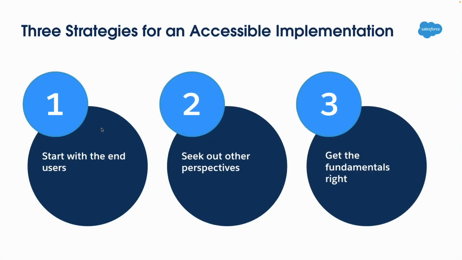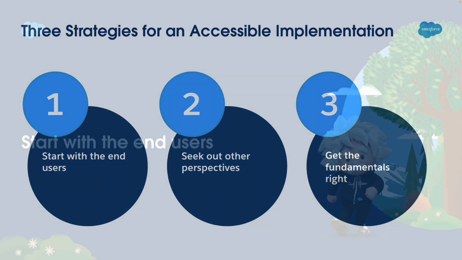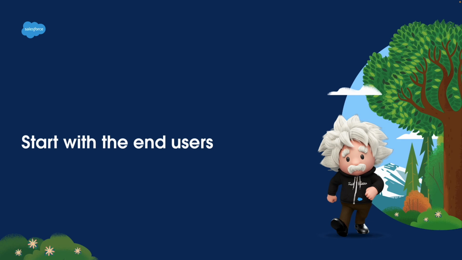So, what can we do to make sure we aren't? We can follow these 3 strategies for an accessible implementation. And these 3 strategies are 1, start with the end users, 2, seek out other perspectives, and 3, make sure we're getting our fundamentals right. Okay, starting with the end users.